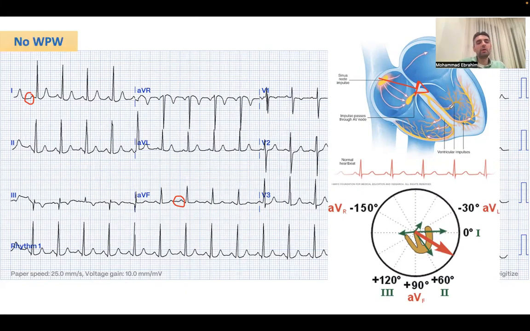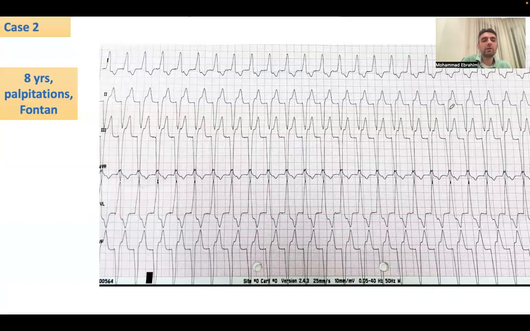Okay. Case 2. Another 8 years old. This one is a more complex patient. She is a Fontan patient. This is a patient that just came into our hospital like 2 weeks ago, I don't know, 10 days ago. So 8 years old Fontan who is complaining of palpitations. I don't have the 12 lead ECG. I have a 6 lead ECG.